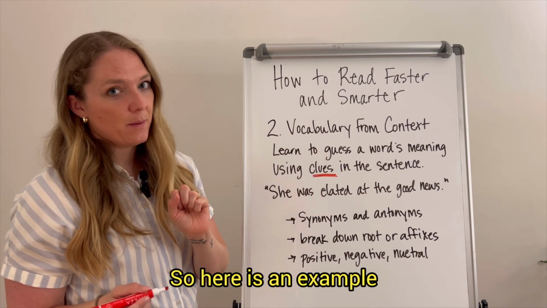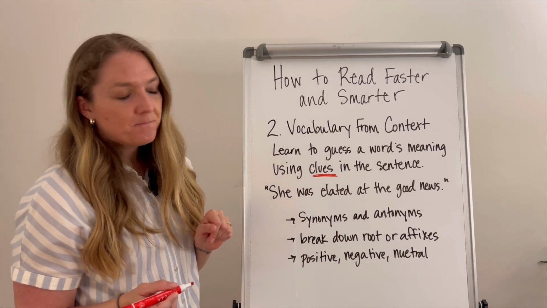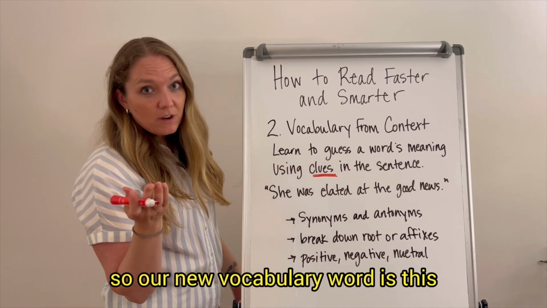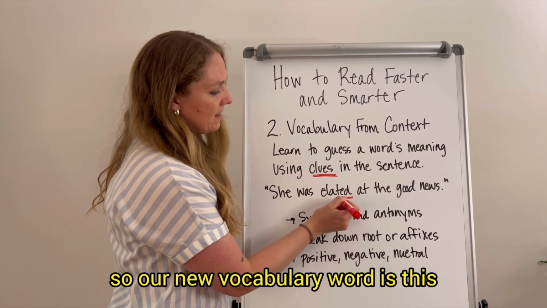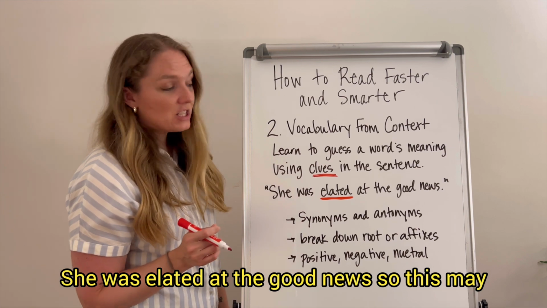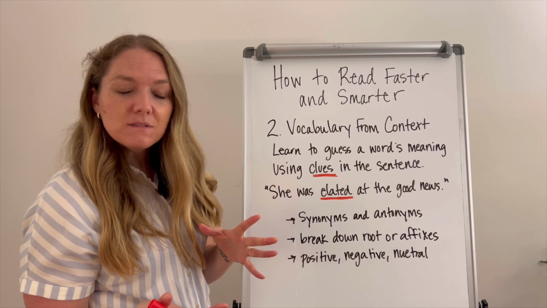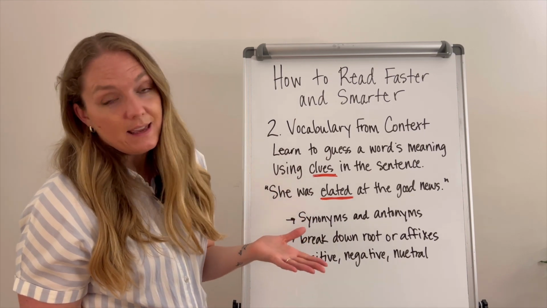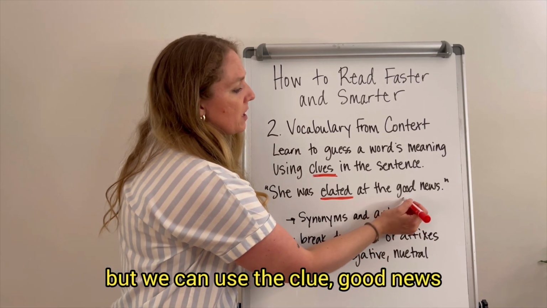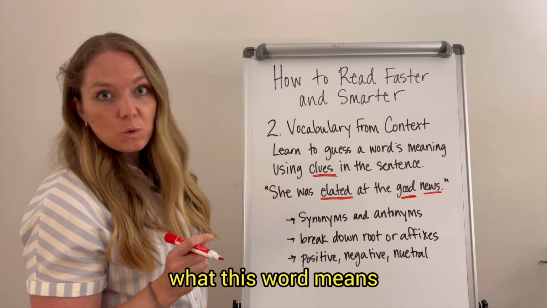So here is an example. She was elated at the good news. So our new vocabulary word is this, elated. She was elated at the good news. So this may be a tricky word for you, could be a tricky word for a native English speaker as well. But we can use the clue good news to help us understand what this word means.